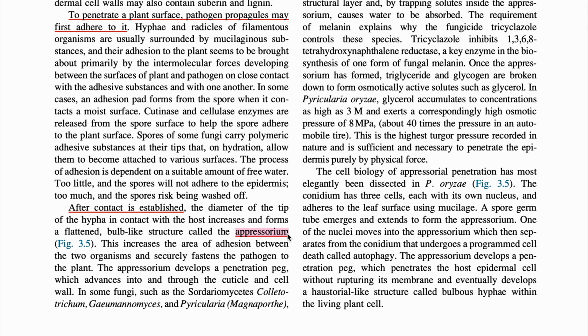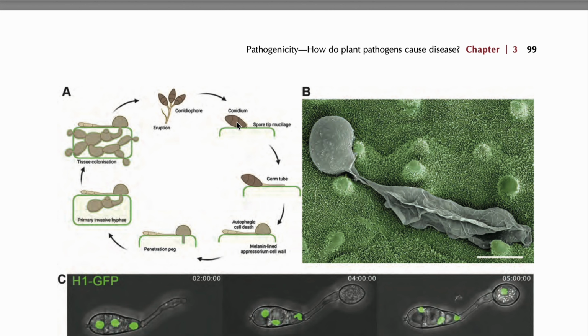See, in this diagram, it will be a little more clear. First, this is the conidium, which in this case we can say is the infection propagule. Okay. So, first the conidium gets attached to the host surface. Now, the germ tube will start growing and then it will form a bulbous shape called appressorium, and it will develop a penetration peg, which will help in penetration into the host cell.